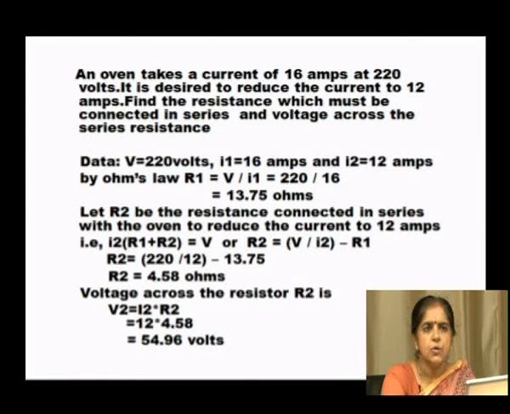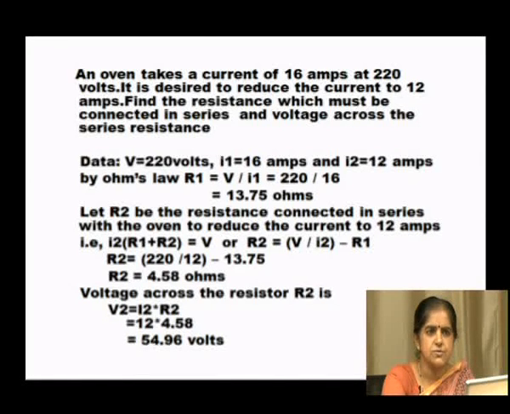So, the total voltage across the resistor R2 is given by V2. So, what is the value of V2? By Ohm's law, V is equal to I into R. So, V2 will be the voltage drop across the resistance R2. So, V2 will be equal to the current flowing through the resistance multiplied by the magnitude of resistance. Therefore, V2 is equal to I2 into R2.